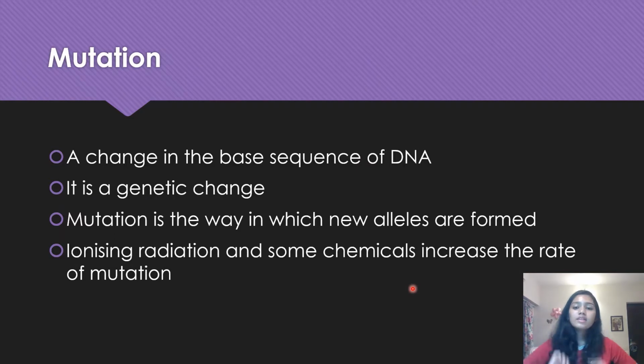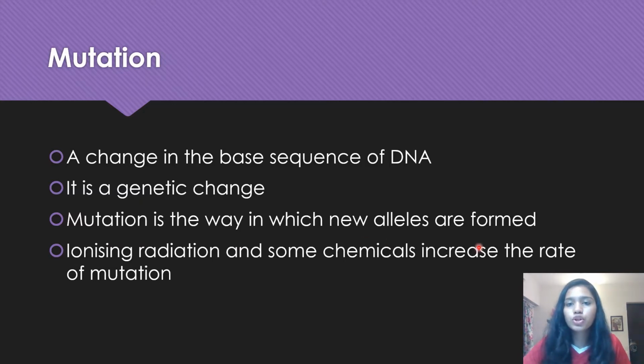Mutation. Okay, this part is really important, especially for your years ahead. So let's get this concept clear. This is the most basic definition. It is a change in the base sequence of DNA. Now, when the base sequence of DNA changes, the sequence of amino acids strung together by ribosomes changes as well, obviously, because bases correspond to amino acids. So if a base changes, the sequence of amino acids consequently changes. So this is a genetic change.